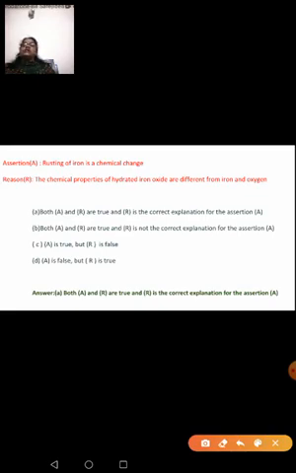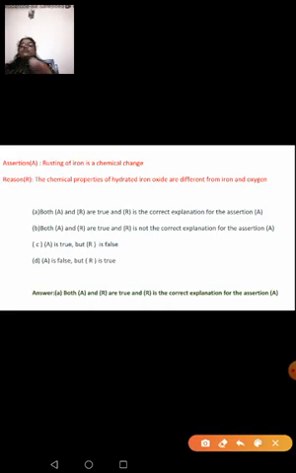Assertion, I have given here, rusting of iron is a chemical change. Yes, assertion is true here. The chemical properties of hydrated iron oxide are different from iron and oxygen. Normally, whenever a chemical reaction takes place, a chemical change happens, a new product is formed which will have properties totally different from its parent element. That is what is mentioned here. So both the statements are right. So both assertion and reason are true and R is the correct explanation for the assertion A.